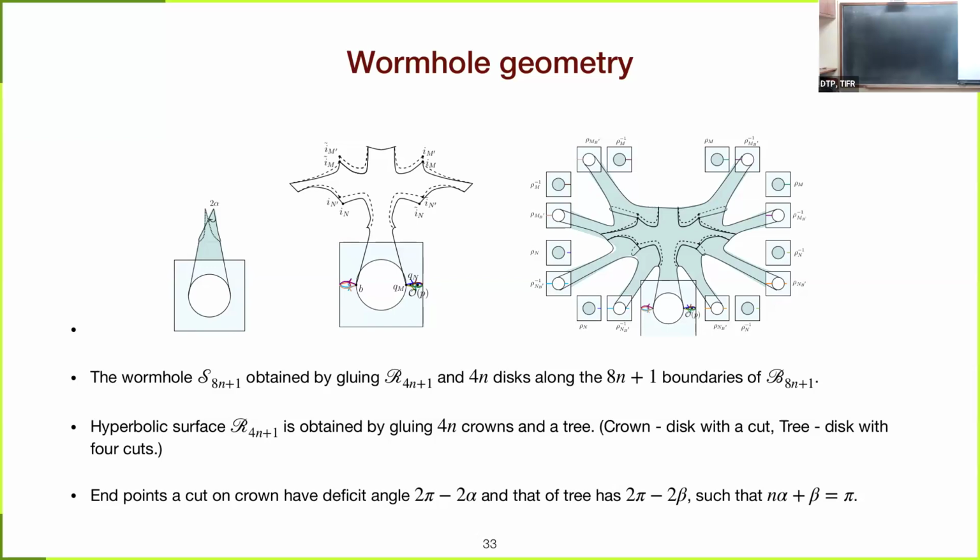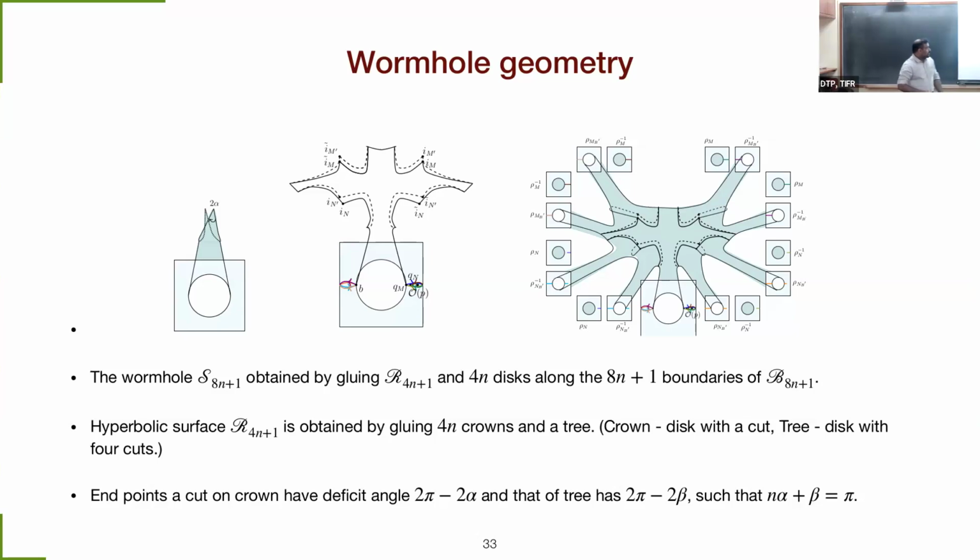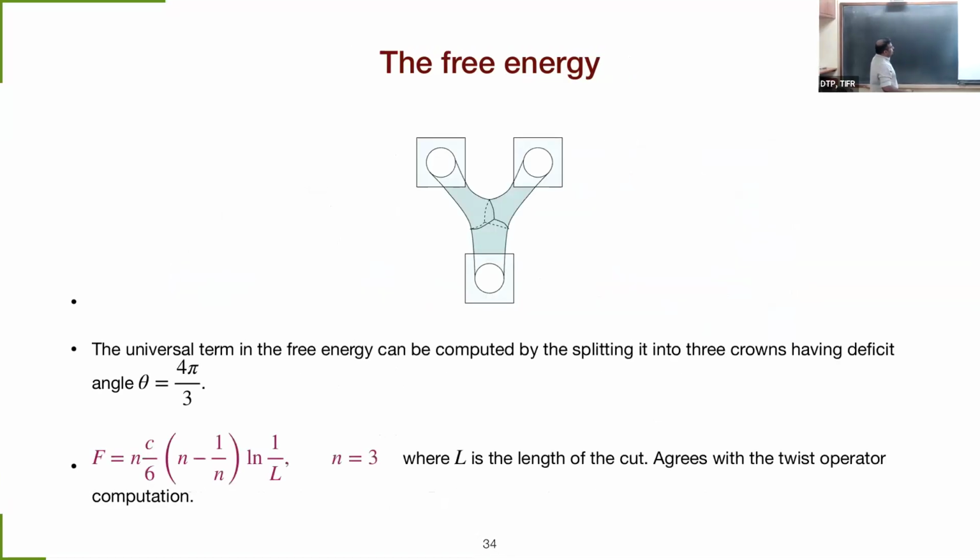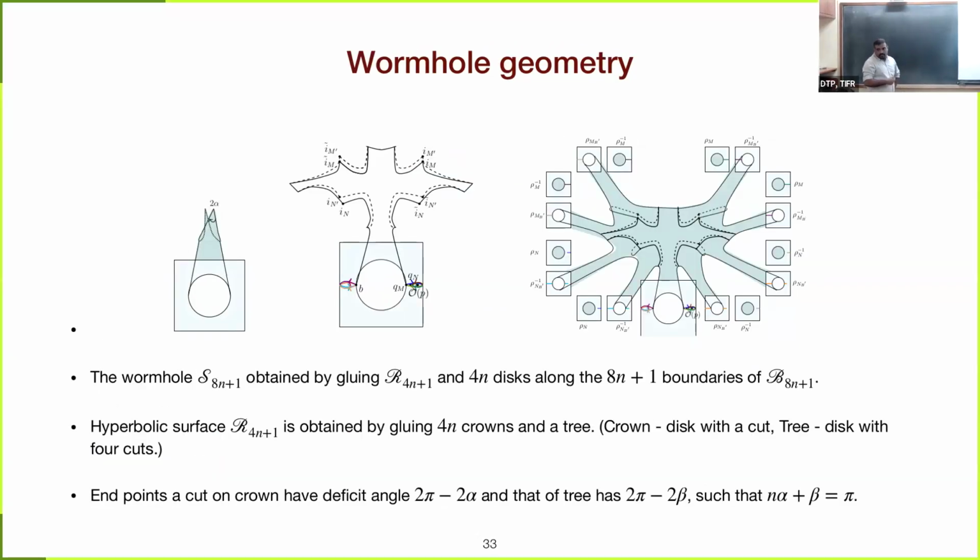Mhm. So what I will do is I just take some number of crowns and some number of trees. This is actually a W plane with a cut having a certain deficit angle at the end of the cut, which I call 2 alpha. And for trees, I will have 4 cuts instead of 2. And at the endpoints of the cuts, they will have an excess angle. So this is an assumption. So these are details. I don't think I should go through it. Now the point is, how can I compute the free energy of such geometries?